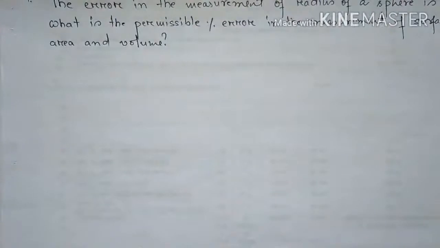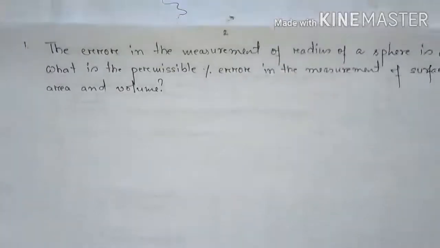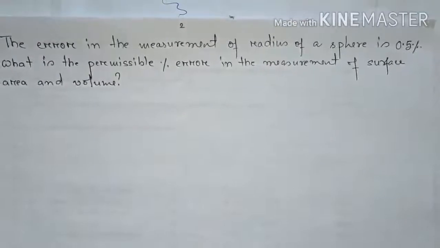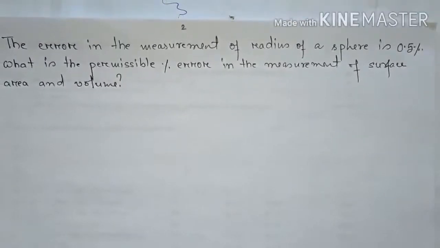Now let us focus on this particular problem, which is very important also. The problem says the error in the measurement of radius of a sphere is 0.5%. What is the permissible percentage error in the measurement of surface area and volume?